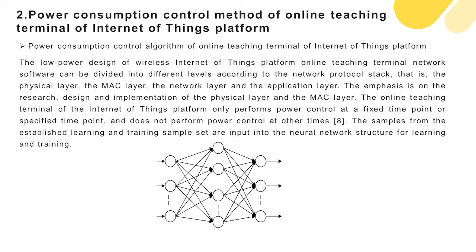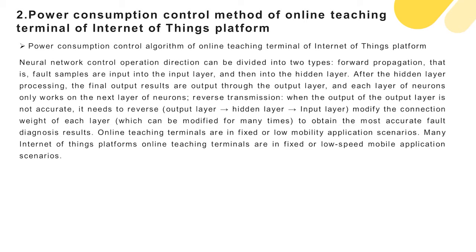It only performs power control at a fixed time or specific time point, and doesn't perform power control at other times. The symbols from the established learning and training samples are input into the neural network structure for learning and training. Power consumption control method of online teaching terminal of Internet of Things platform.